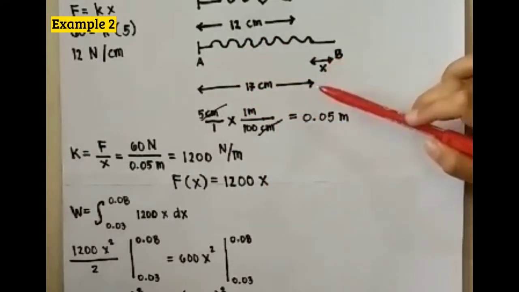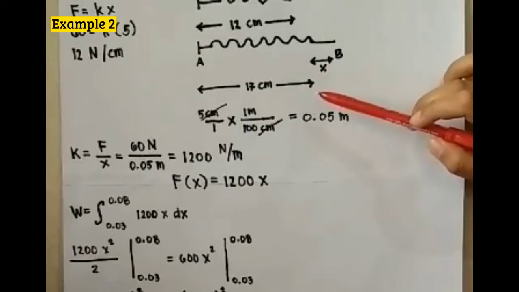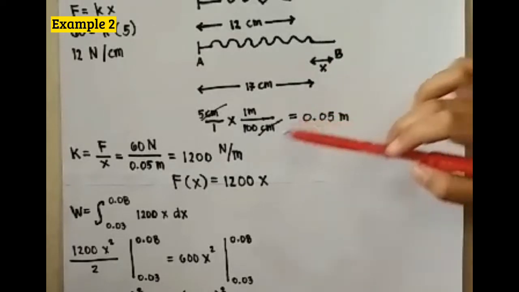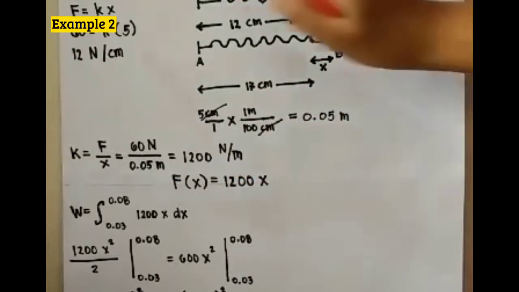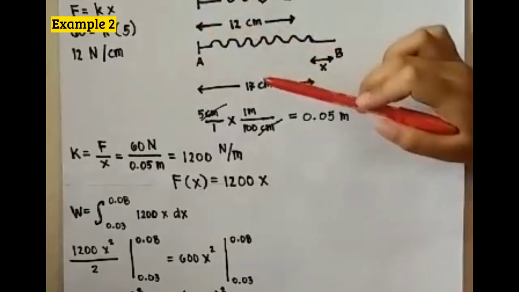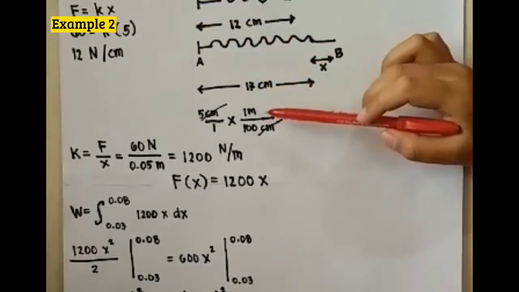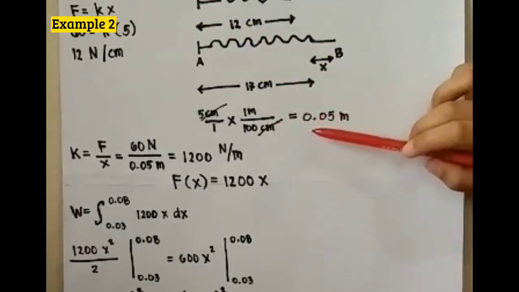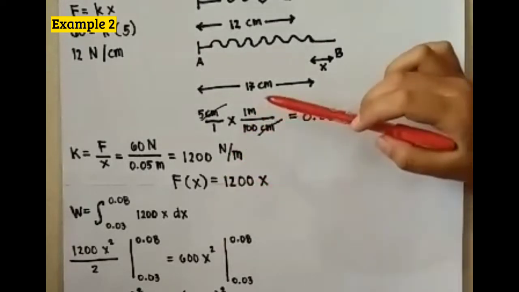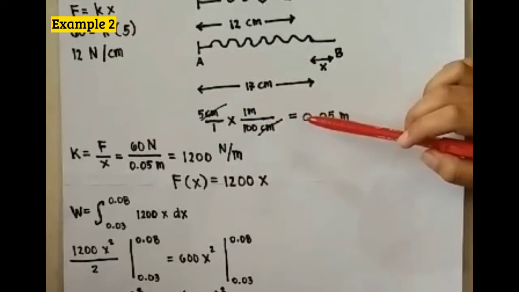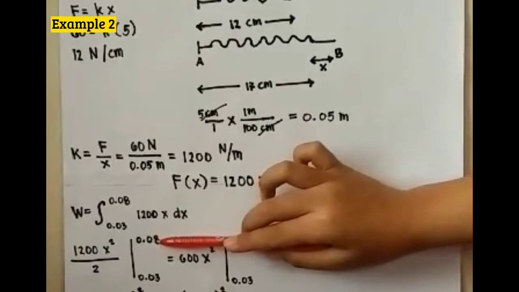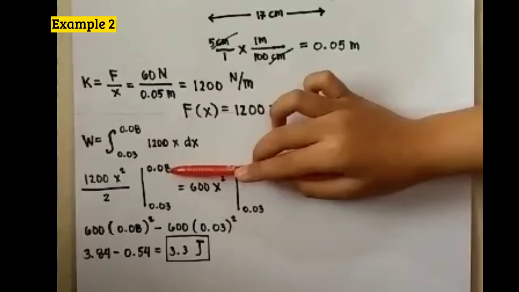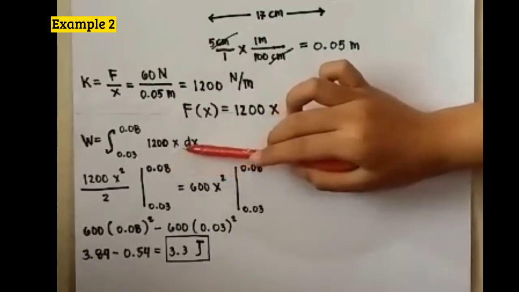But we're comparing these values to its natural length of 12. So the difference between 12 and 15 is 3 centimeters. The difference between 20 and the natural length of 12 is 8 centimeters, or 0.08 meters, and then it's going to be f of x dx.